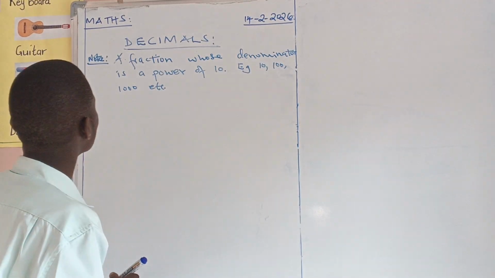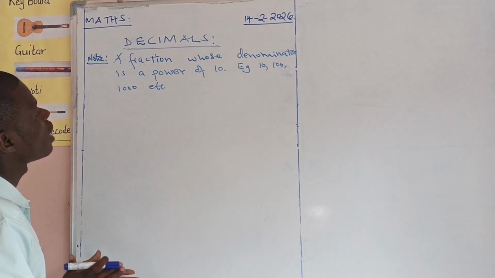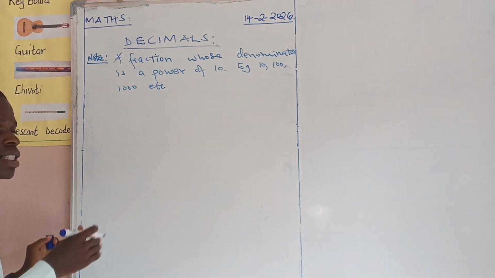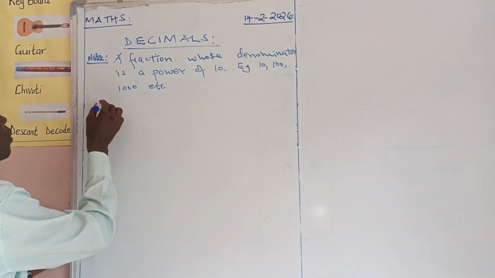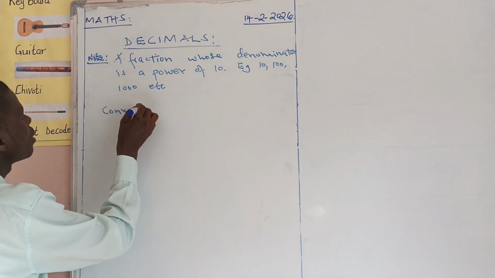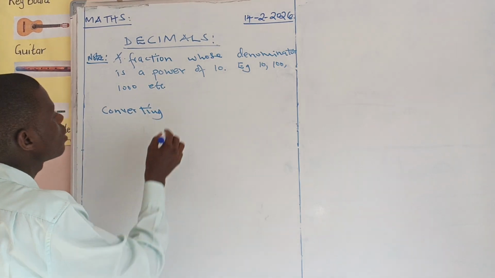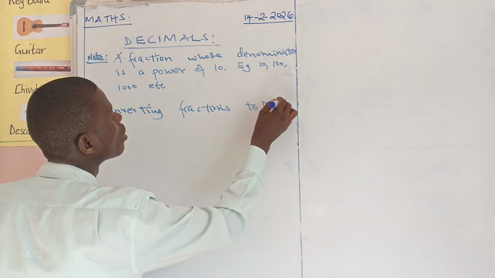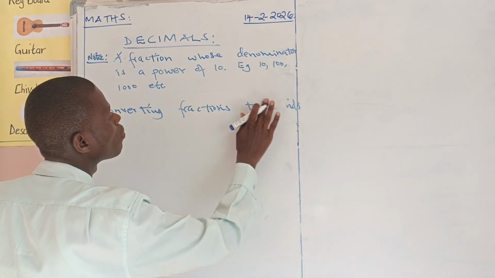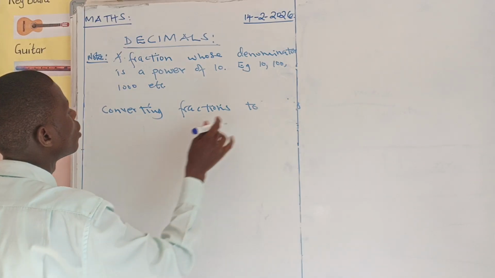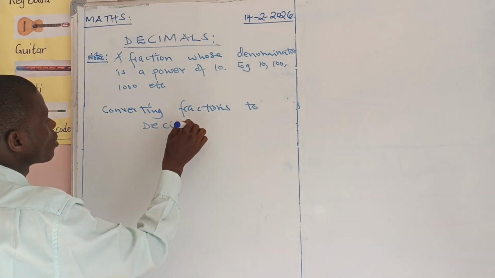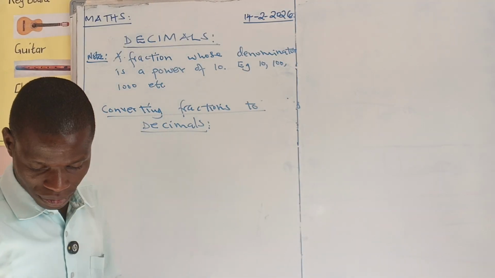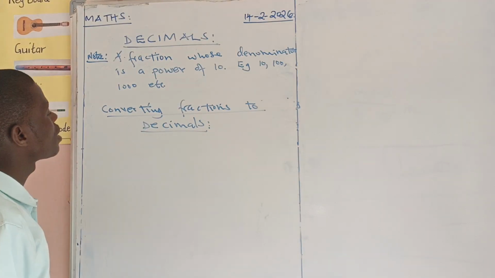Then let's continue. A fraction whose denominator is a power of 10 is referred to as a decimal fraction, or simply decimal. So we get decimals from fractions. So the first thing, let us look at converting fractions to decimals. That's the first thing we need to look at.